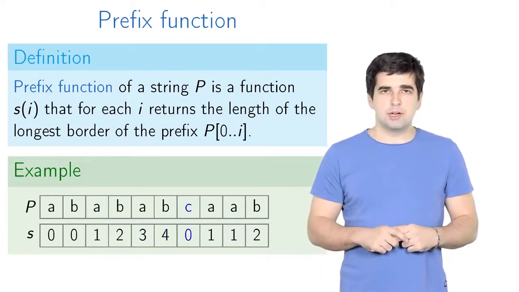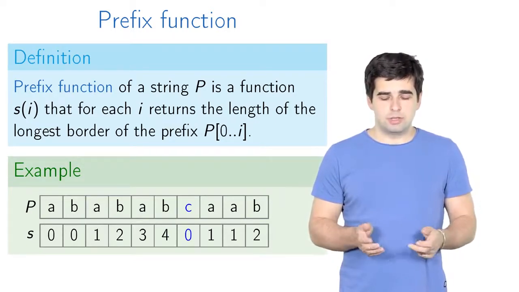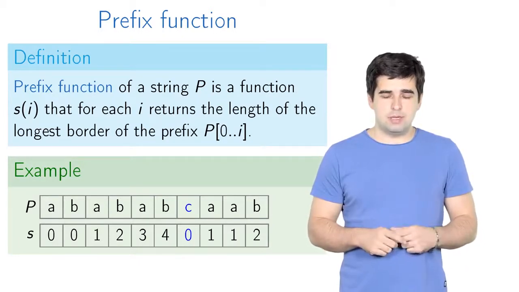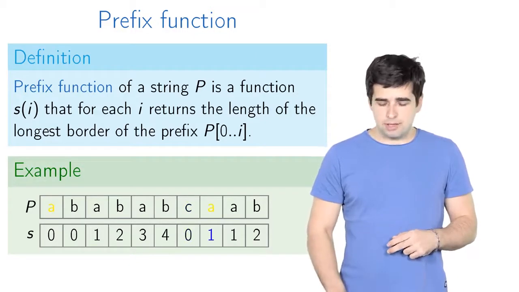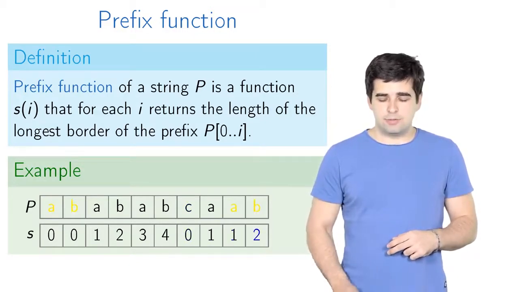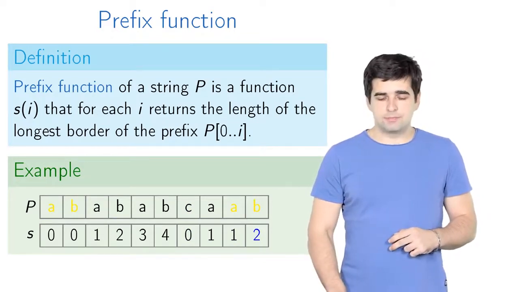And then we meet character C, and the prefix function begins from 0 again, because there is no border for the string ABABABC. And for the next string, the longest border is A, for the next one again A, and for the last one AB. So here is the prefix function.